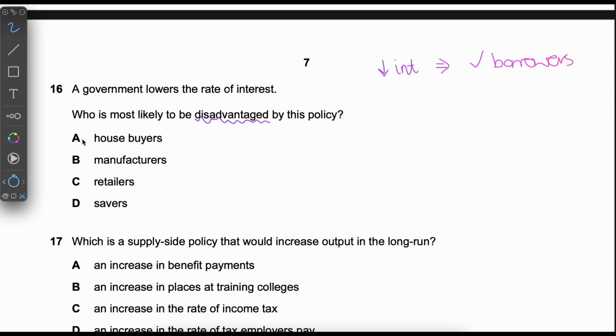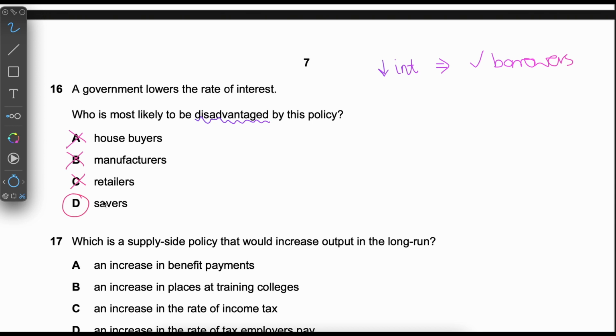If you're a house buyer, you're most likely taking out a mortgage, so it's going to benefit you. If you're a manufacturer, you might be taking out a loan from the bank, and you're going to pay interest, which is lower. That's good, so it's not going to be manufacturers. Retailers, similar situation. They might take out a loan from the bank, so a lower interest rate is going to allow them to pay less. By process of elimination, the answer is D, which is savers.